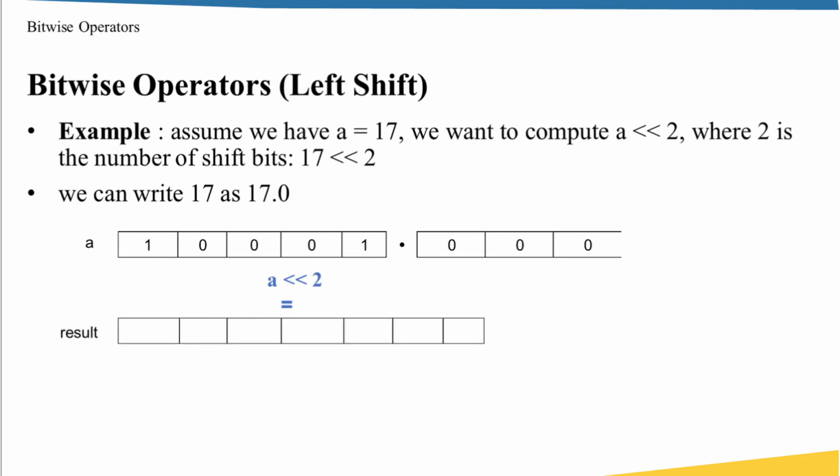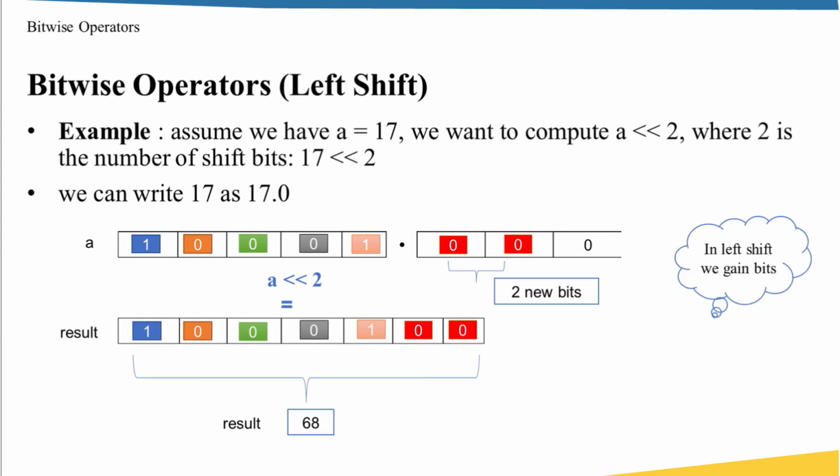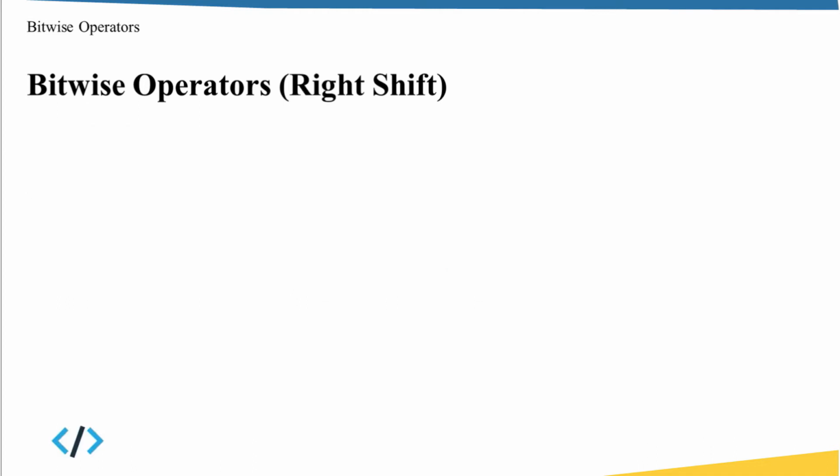In left shift, you have to imagine that we will take two zeros, or 2 bits, from the right and shift them to the left, as you see here. And then I will put the same number exactly without any change. In this case, you can see that we have now 2 new bits on the right, and the result is 68. So we can conclude that in left shift, we gain some bits, and especially 0 bits, on the right. Now let's talk about the bitwise right shift operator.